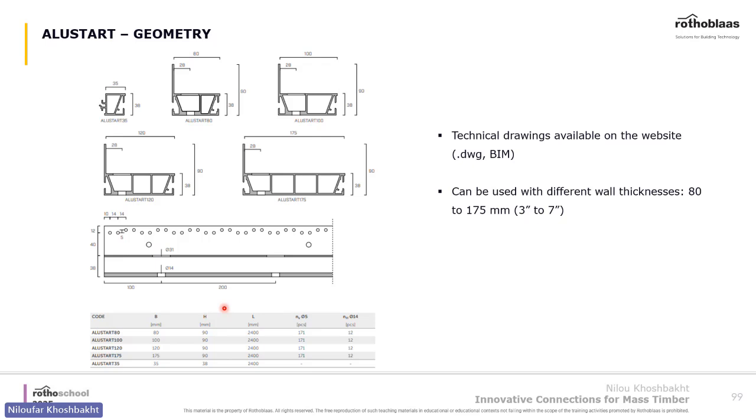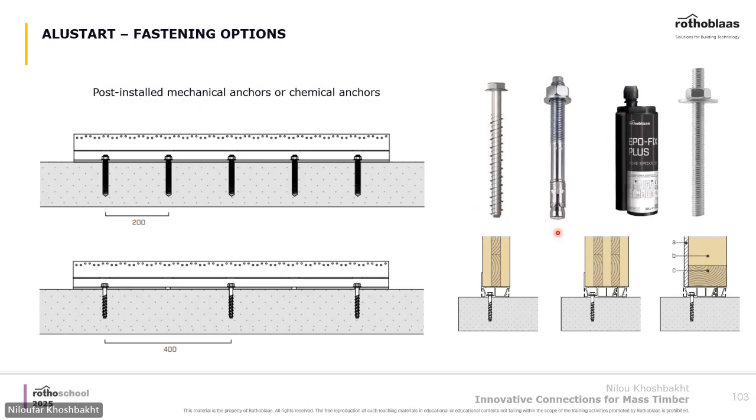Here are some of the geometries for different AluStarts. It covers wall thicknesses from 3 inches to 7 inches. And there are fastening options available: mechanical anchors, expansion anchors, and chemical anchors. And based on the design, you can use different spacing.